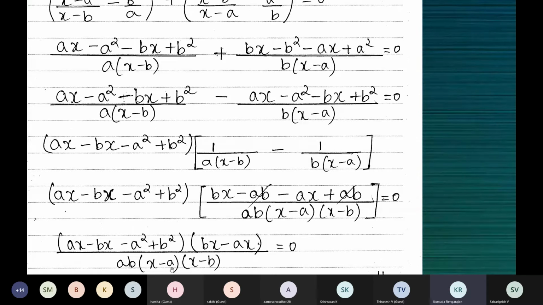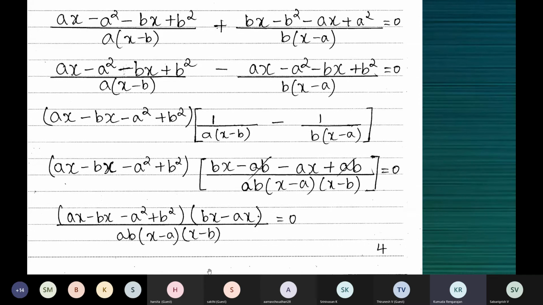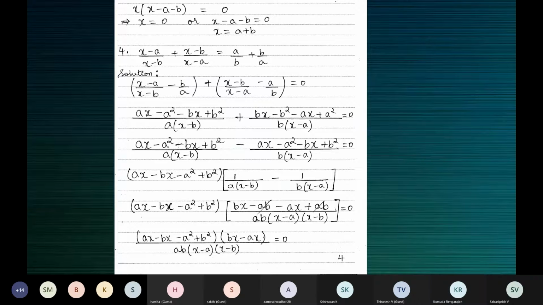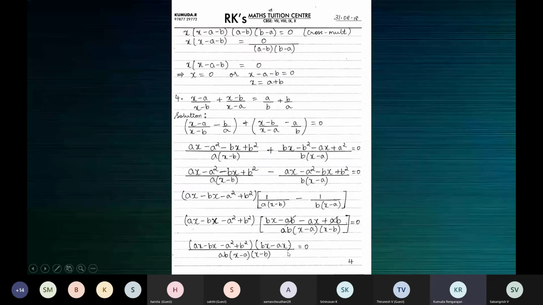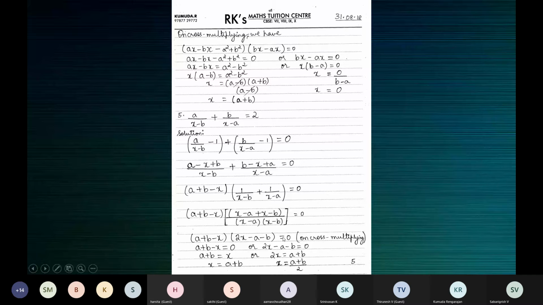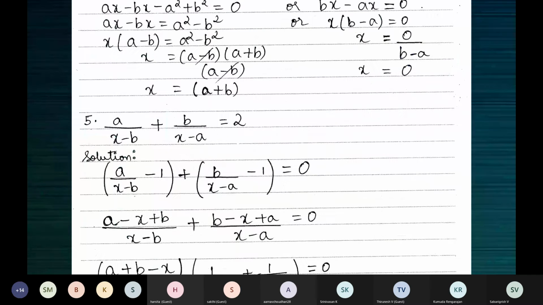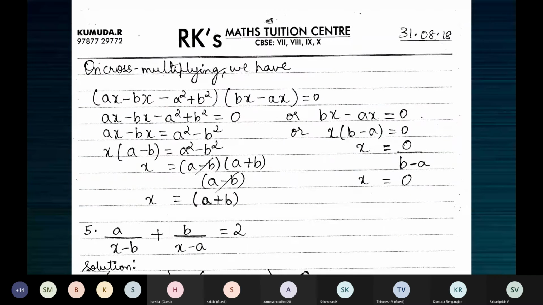So now on cross multiplying, we lose this. AB into X minus A into X minus B is lost. We have to cross multiply. So on cross multiplying, this is what we get. When you multiply this with this, it becomes 0. So you have only this numerator. So what remains is equal to 0.